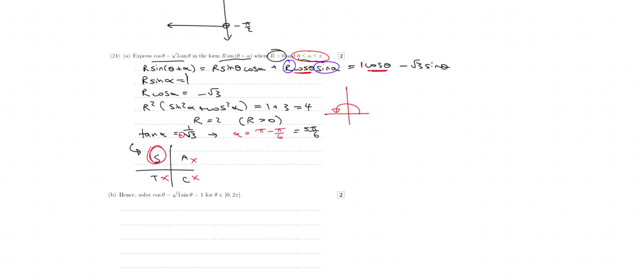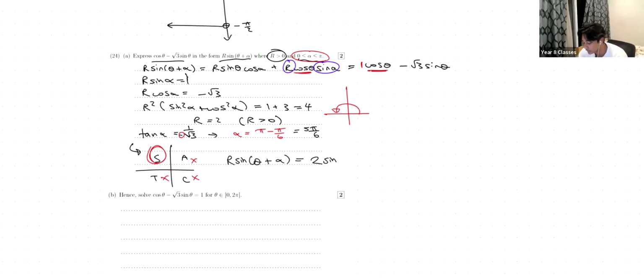And so what is our final expression? It'd be cos theta minus √3 sine theta equals 2 sine of theta plus 5π/6. Yeah, good. That would be an answer. Nice.